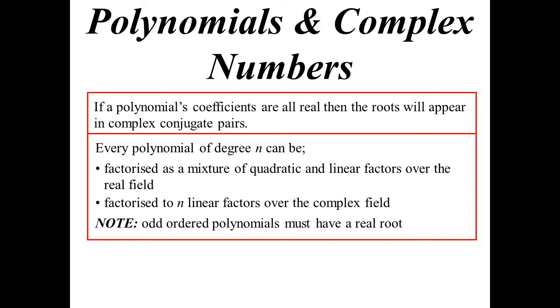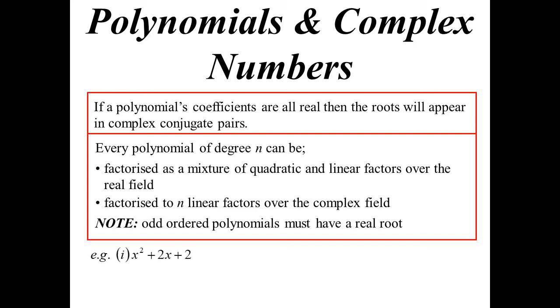Now, what this means is every odd-ordered polynomial must have a real solution. Because if the complex ones are occurring in pairs, then that leaves at least one left over that must be real. Now, that can come in handy.